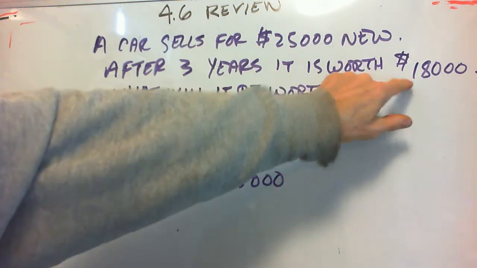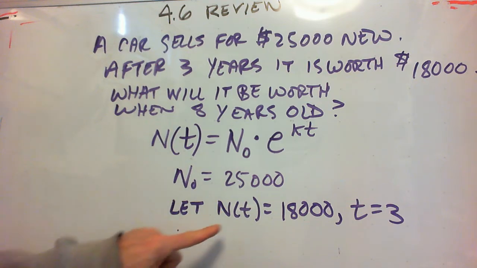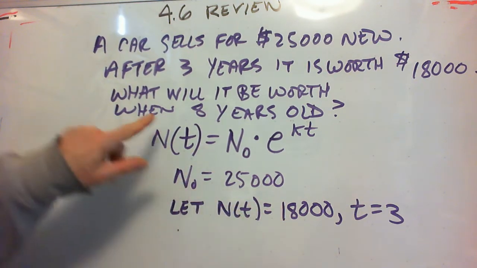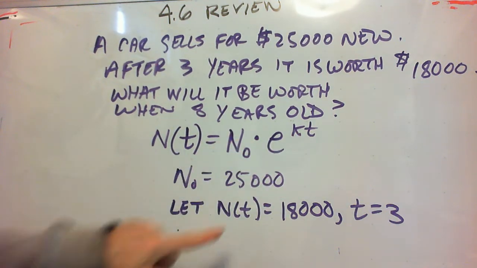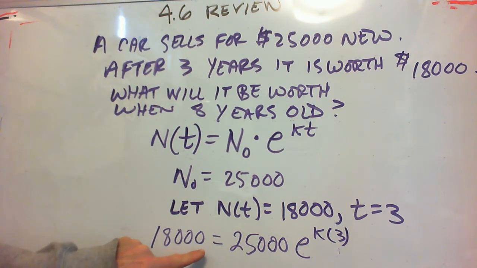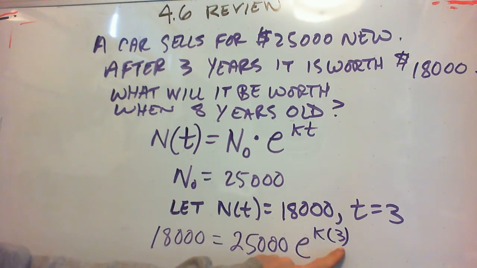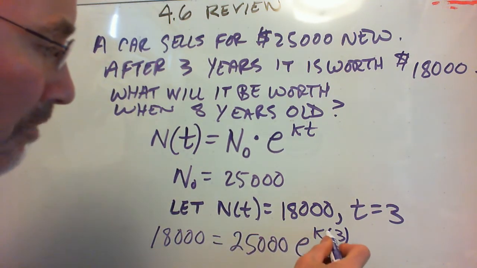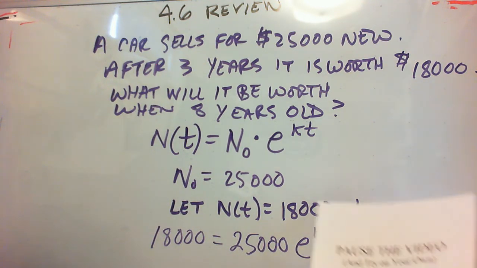But we can use the given data to solve for k. We let N as a function of t equal 18,000 and t equal 3, and plug in the N sub naught value. And then we can solve that equation for k to get our growth constant. So when we plug in the values, we get 18,000 equals 25,000 e to the k times 3, or 3k power. And now you can solve that just like you solved the previous equation. So try and solve this for k.